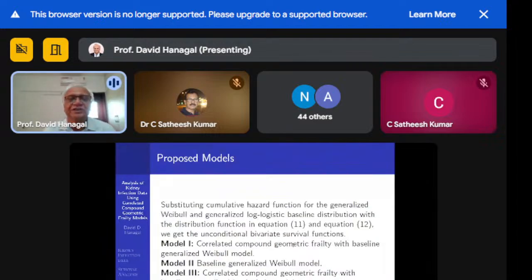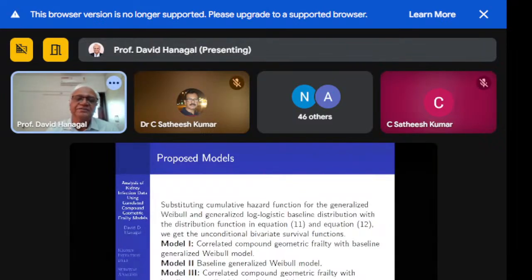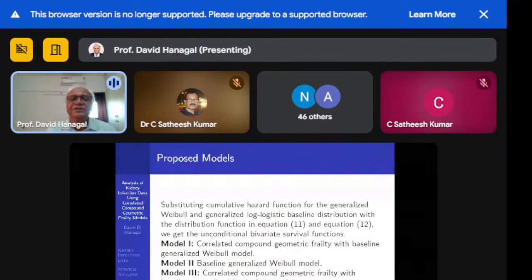We have four models in all. Model 1 is a correlated compound frailty with the baseline generalized Weibull model. This one is the baseline generalized model, and this is a correlated compound geometric with baseline log logistic, and this is without frailty. Four models are there: with frailty, without frailty, with the two baselines. Therefore, 2 into 2, four models in all.